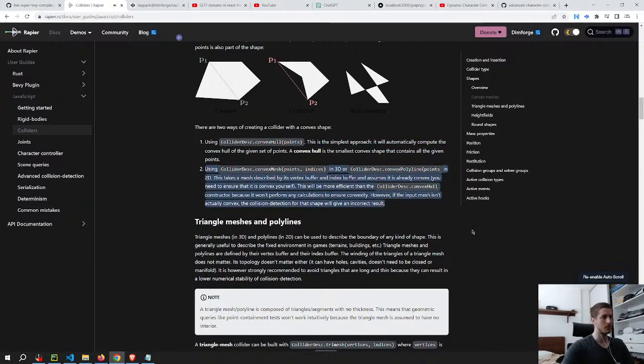Using ColliderDesc.convexMesh(points, indices) in 3D or ColliderDesc.convexPolyline(points) in 2D. This takes a mesh described by its vertex buffer and index buffer and assumes it is already convex. You need to ensure that it is convex yourself. This will be more efficient than ColliderDesc.convexHull because it won't perform any calculations to ensure convexity. However, if the input mesh is not actually convex, the collision detection for that shape will give an incorrect result.